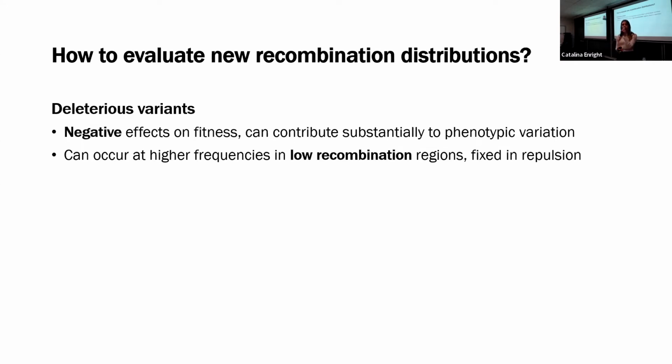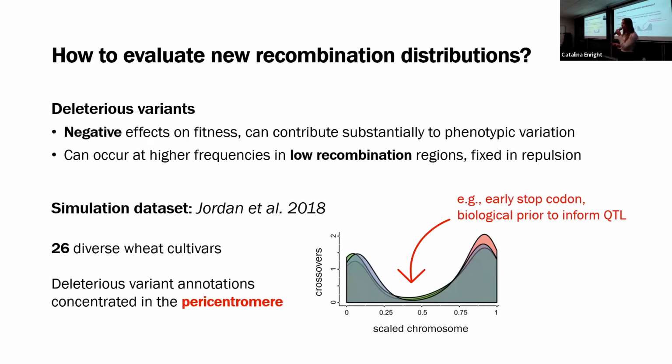And through artificial selection and population improvement, sometimes that can mean being fixed in repulsion with traits of interest that we do want. And so I identified a data set in which I could simulate and ask this question of what would happen if we changed the recombination distribution and frequencies and kept track of the deleterious variants. This data set came from Dr. Catherine Jordan's 2018 paper, and we were able to get 26 diverse wheat cultivars for which they had exome capture data as well as the deleterious variant annotations. The paper showed that they were concentrated in the pericentromere.